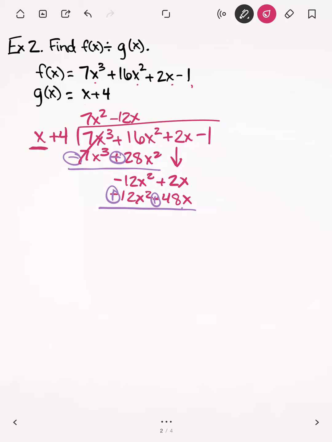Negative 12x squared plus 12x squared cancel out. Those will always end up canceling out. And 2x plus 48x is a 50x. And I bring down that last term of a negative 1. Now I ask, what do I need to multiply x by to get a 50x? Well, that is a positive 50. 50 times x is a 50x. 50 times 4 is a positive 200.